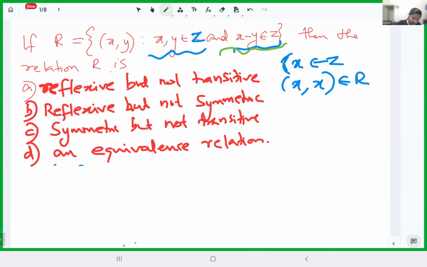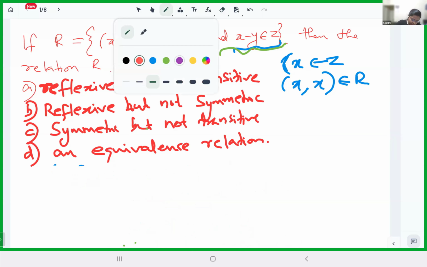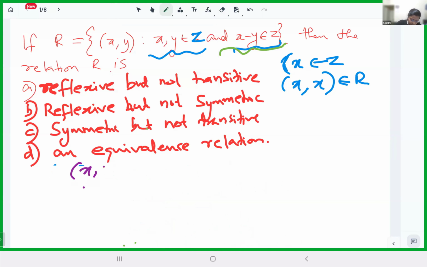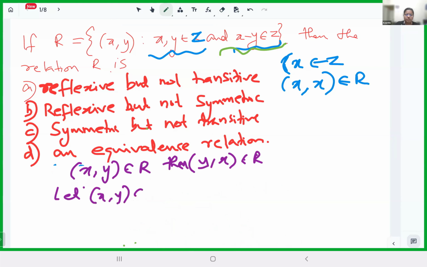For a relation to be symmetric, what is the condition? That is, if (X, Y) belongs to R, then (Y, X) should belong to R. So if the given relation is symmetric, then if (X, Y) belongs to R, then (Y, X) should belong to R. So let (X, Y) belong to R. From this, what can you say about X minus Y? From the definition of the relation, we get that X minus Y belongs to Z.